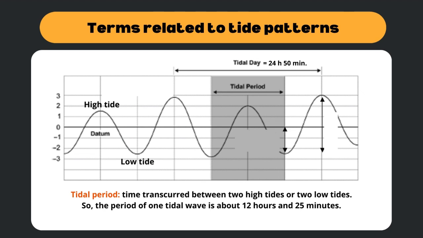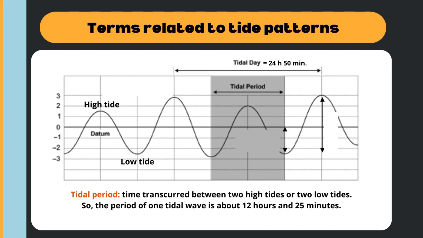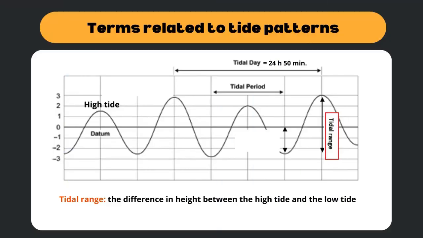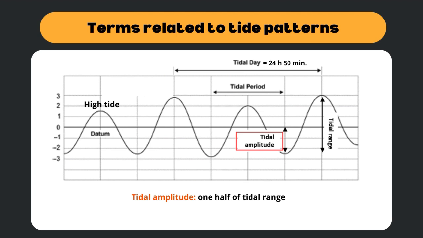Then the tidal period. This is the time elapsed between 2 consecutive high tides or 2 consecutive low tides. The tidal range is the difference in height between the high tide and the low tide. Tidal range can change during neap and spring tides. We will learn about neap and spring tides in this session. Finally, the tidal amplitude. The amplitude is 1/2 of the tidal range.